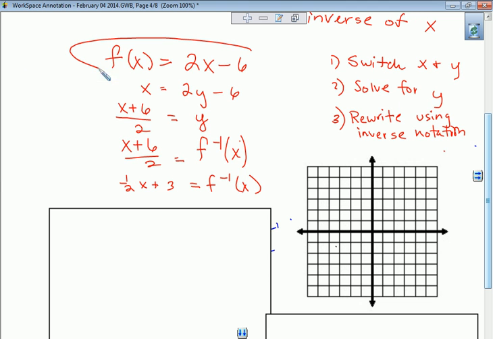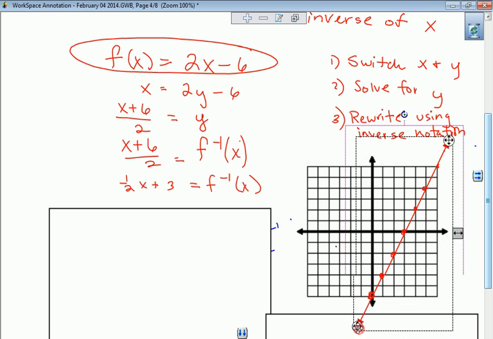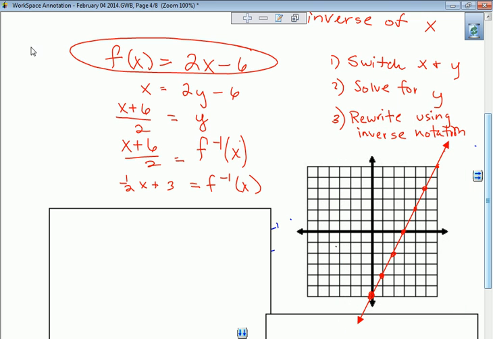Okay, so now let's take a look at the graphs. First I'm going to graph the original function, f of x. We know it's a line. The line's going to cross the y-axis at -6. The slope is up 2 over 1. And then we sketch in the line. Go red. Almost there. Okay, I'm going to switch colors now, and I'm going to graph this inverse.